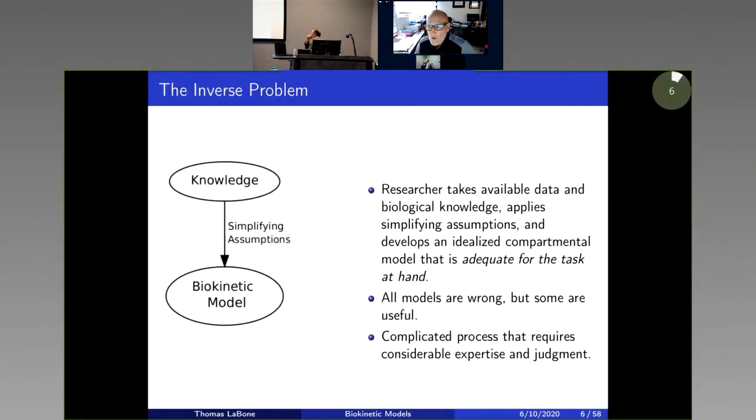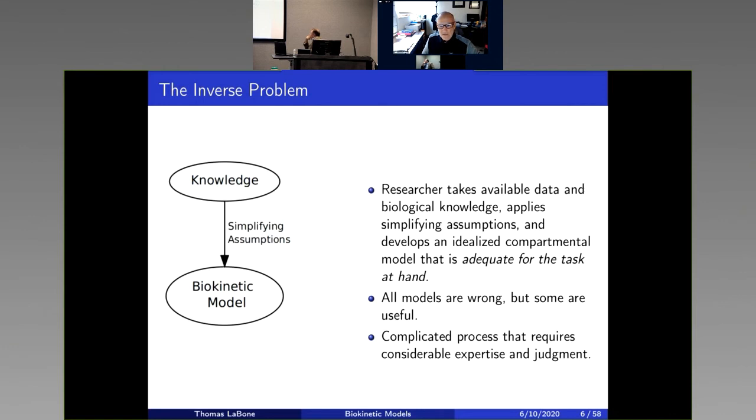I'm going to start off with the inverse problem, where basically the researcher takes all the available data and biological knowledge, applies simplifying assumptions, and develops an idealized compartmental model. And I emphasize this, it's very important: it's adequate for the task at hand, because you can never develop a model that accounts for every possible aspect of the system you're modeling, or else you'd be dealing with reality and there's no simplification to it.